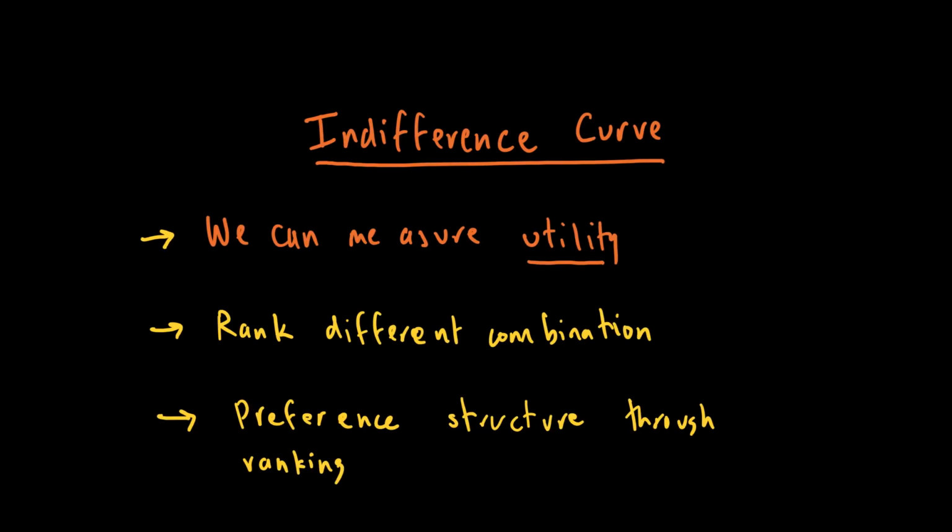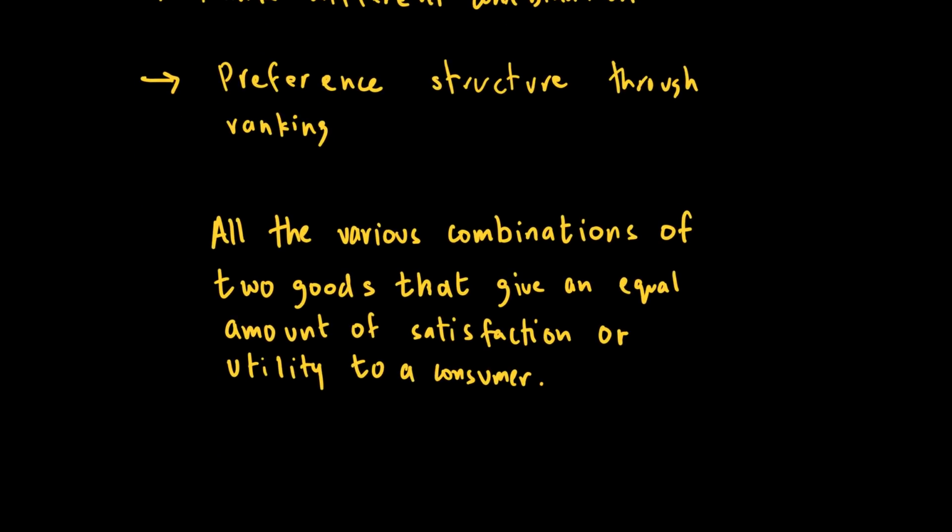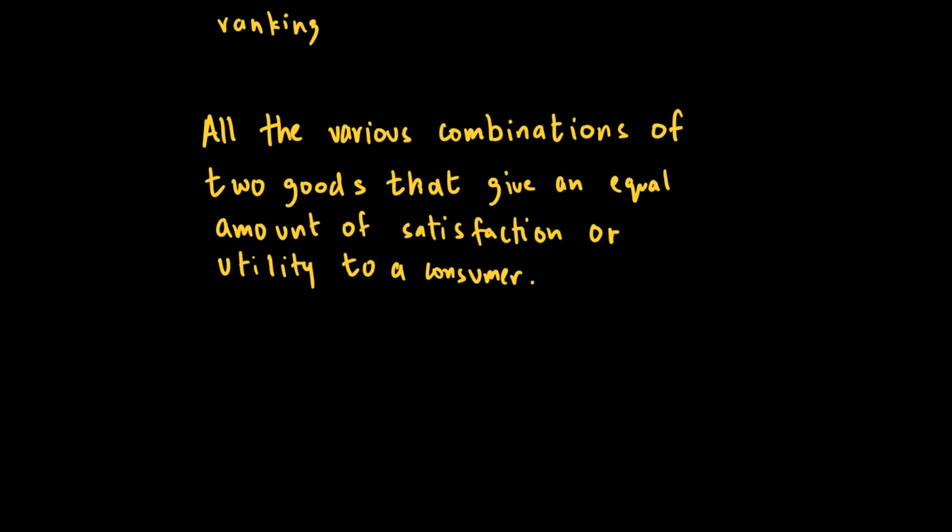Let's now talk about the definition of indifference curve. So what is an indifference curve? An indifference curve is simply all the various combinations of two goods that give an equal amount of satisfaction or utility. So if I'm a consumer and there is an indifference curve of two goods, all the various combinations on that indifference curve, I am ranking them equally in terms of utility. No one combination on that same indifference curve will have a higher utility. So let's see an example.